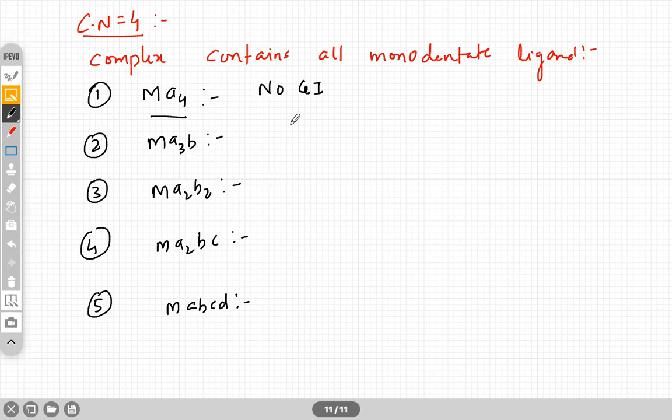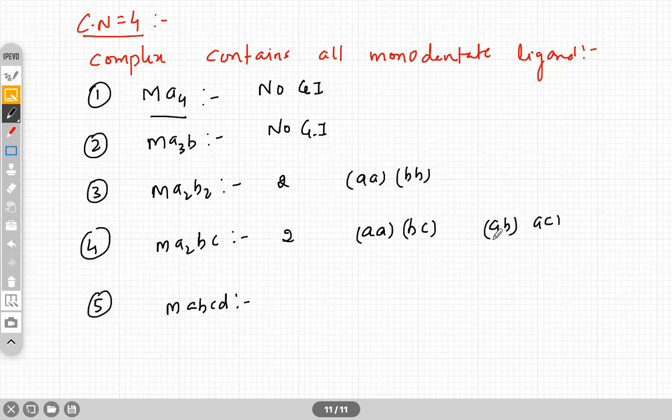So in this one, we have no GI. In this one, we have cis and trans, 2 GI possible. If you want to write down, just AA and BB. In this one, we have AA, BC. So we have only 2 GI. That is A, A, B, C. And we have AB, AC type in this, and here we have one.